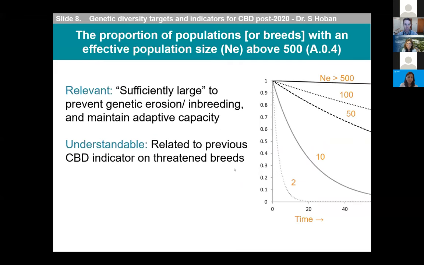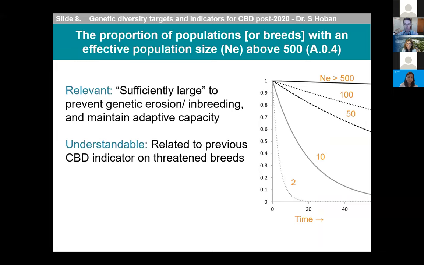So just to explain each indicator in more detail, proportion of populations with an effective size above 500. As you can see in this diagram, when NE is above 500, the loss of genetic diversity is almost zero. But once populations get below NE500, the loss of genetic diversity over time is very rapid and extreme. So this is a sufficiently large size to prevent genetic erosion, inbreeding, and maintain adaptive capacity.